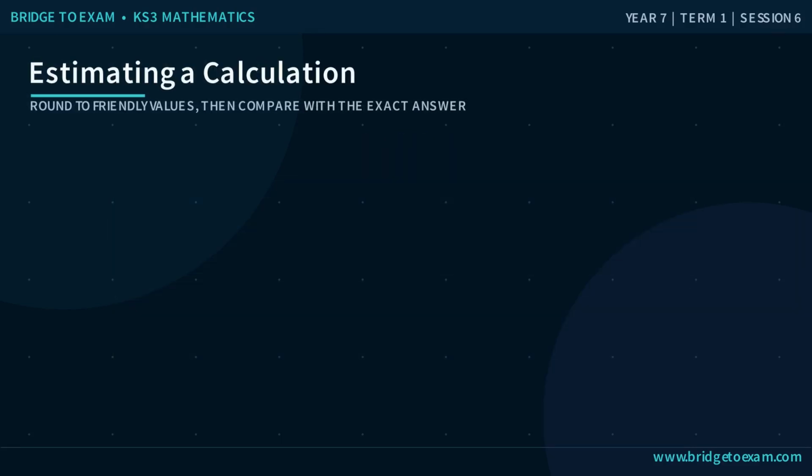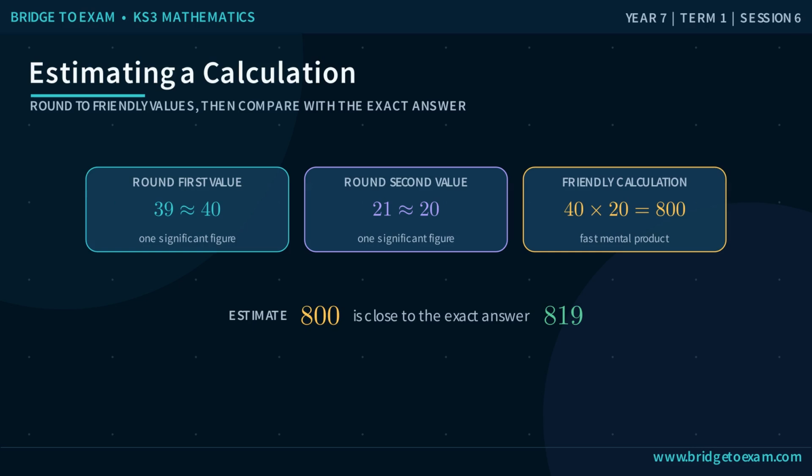Estimating a calculation means rounding each number first, usually to one significant figure, and then calculating with the friendly numbers. For 39 times 21, round 39 to 40 and 21 to 20. 40 times 20 equals 800. The exact product is 819, which is close to the estimate. A result such as 81.9 or 8,190 would be suspicious.